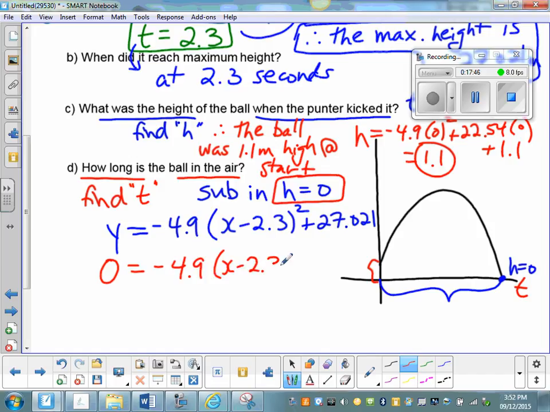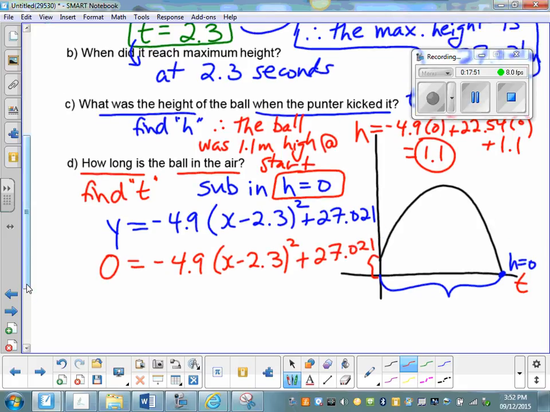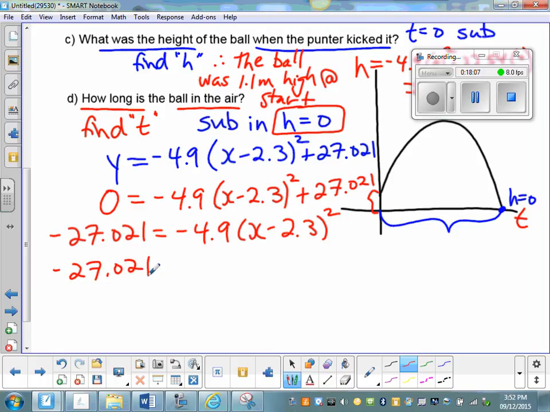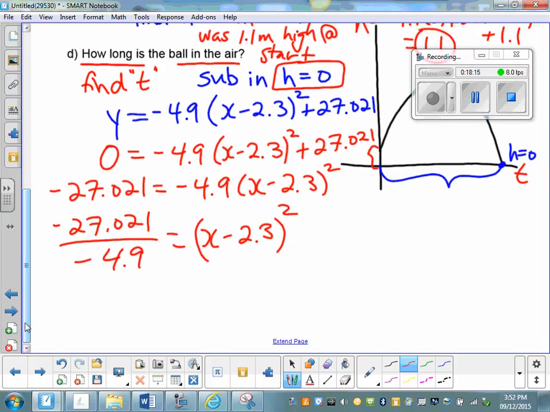So I get here, and here's where I have to move everything away from the x. So the 27.021 changes to a negative and comes to the other side. Then I'm going to divide by negative 4.9. When I divide those, I get 5.5145.